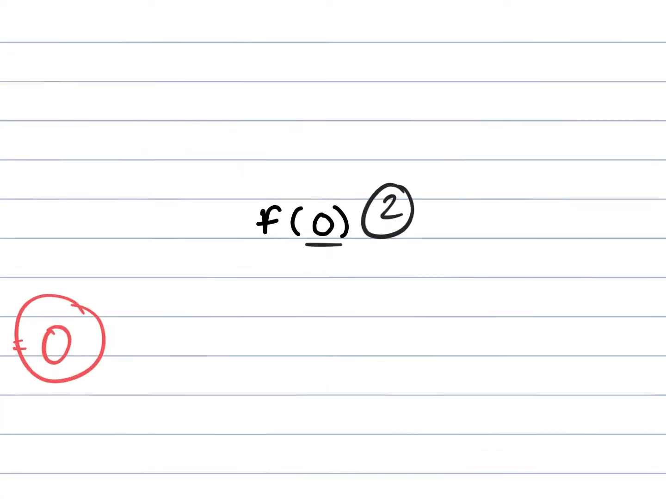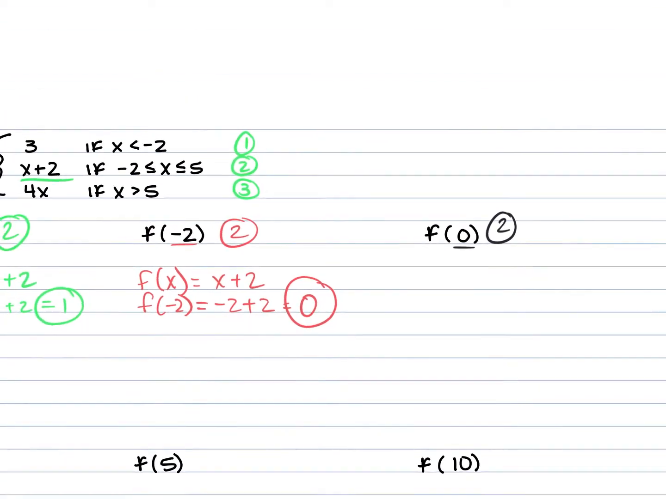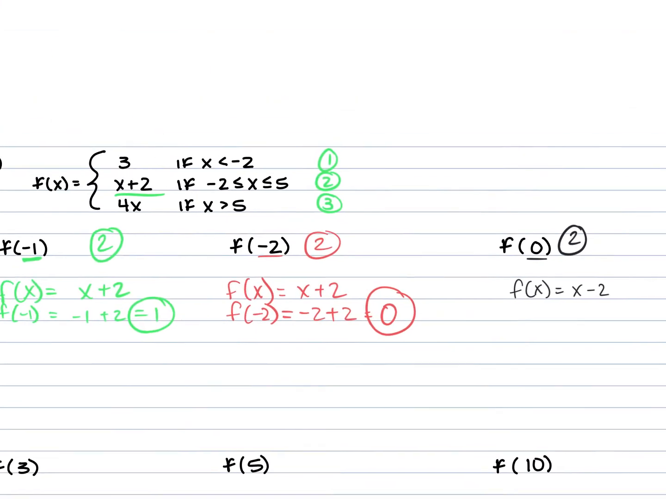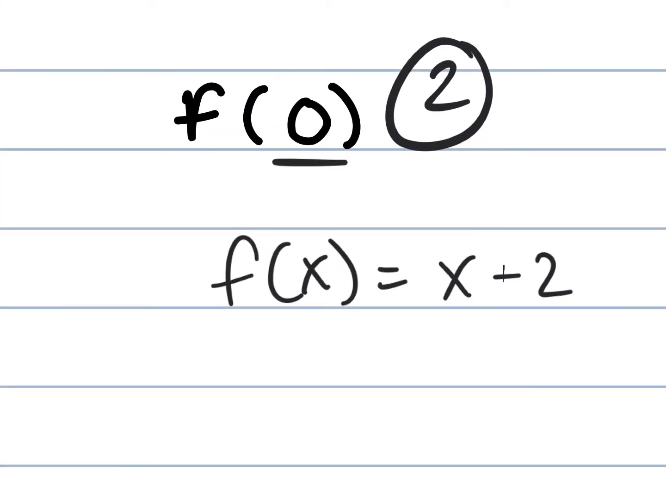And we're going to say, okay, if x was 0, use piece number 2. My function is still f of x equals x plus 2. Was it minus or plus? It was plus. Okay? Plus 2. So we're going to do f of 0 is going to be 0 plus 2, which is 2.